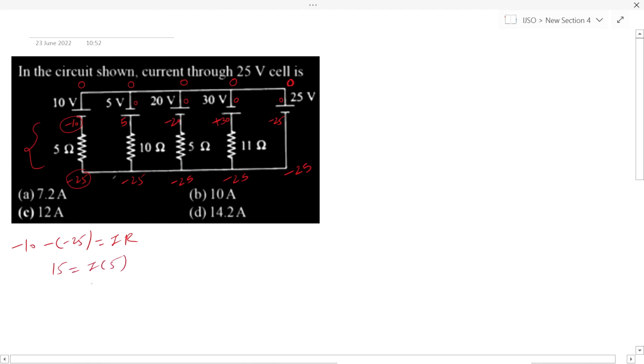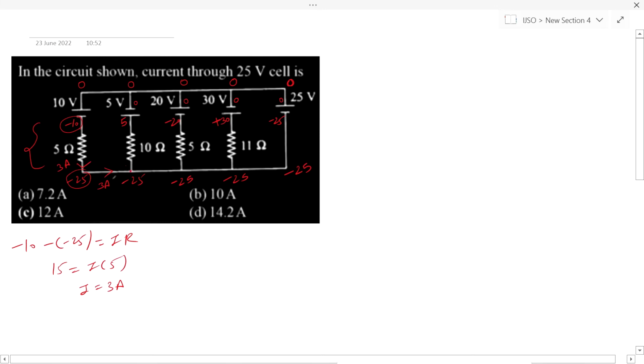So we got 3, and the current will always flow from higher potential to lower potential. So this will be the direction of current, downward. So this is also 3 ampere, because there is no resistor, so it reaches there as 3 ampere.